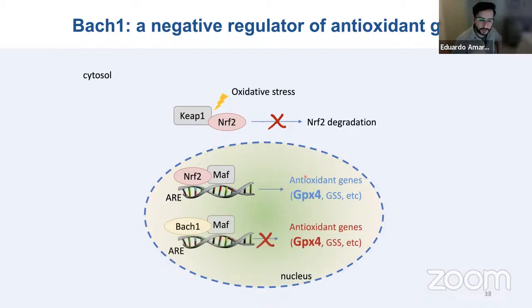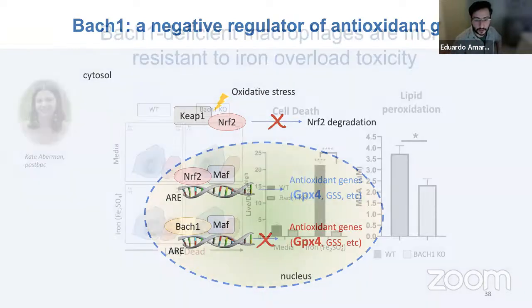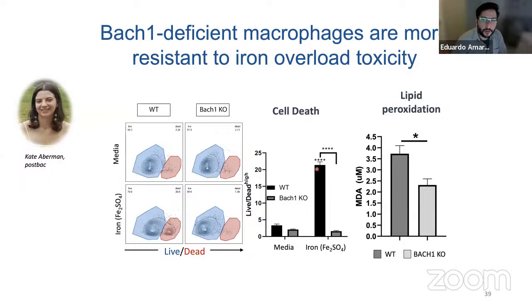However, there is another transcription factor called BACH1, which I mentioned before. BACH1 suppresses NRF2 by competing for the same promoter, and then blocks the antioxidant gene induction. So basically, we thought that maybe if we block BACH1, this will boost NRF2 activation, and we'll see more upregulation of antioxidant-related genes, and maybe less necrosis, less ferroptosis. So that's what we started to do.